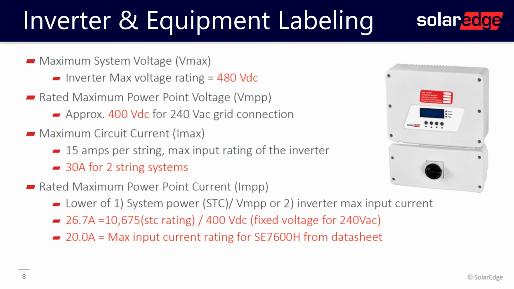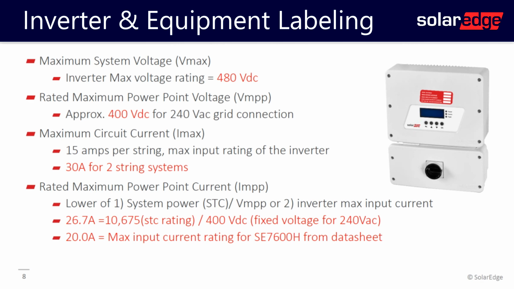The Imax takes a little bit of calculation. Because the optimizer can output up to 15 amps, but no more, we need to account for how many strings we're putting inside the inverter. In this example, we have 2 strings. So our Imax is going to be listed as 30 amps.